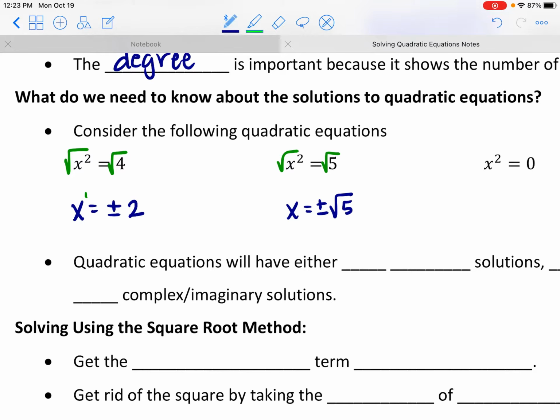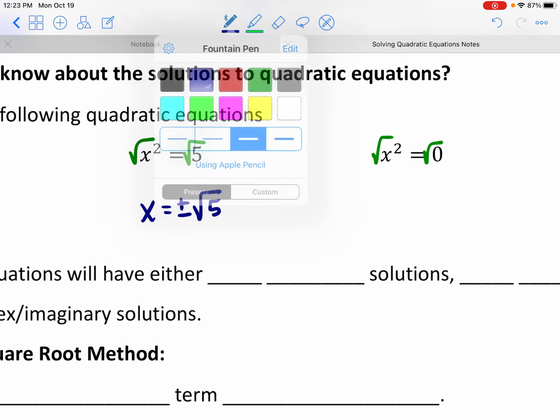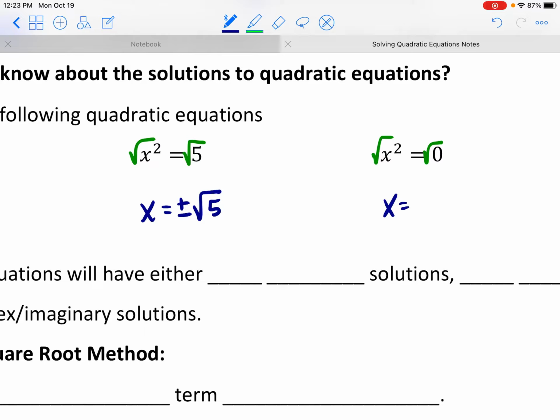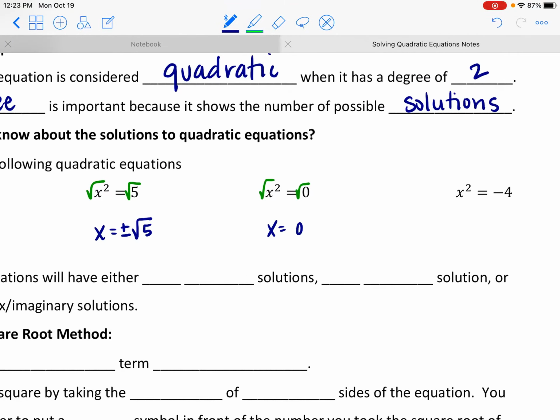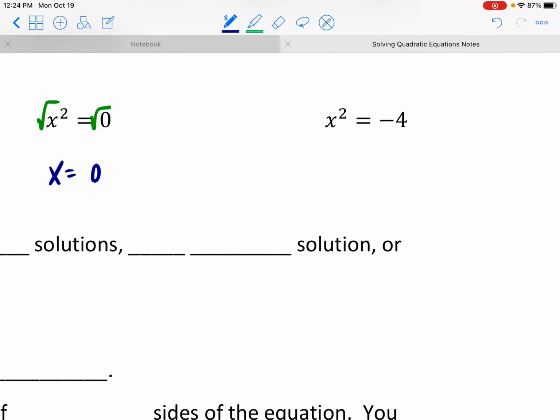Now let's look at the third one. What number can we square to make 0? Well, what number can I square to make 0? There's no difference between a positive or a negative 0, so even though there are 2 possible solutions in here, we just get 1. So that's going to be an option for us. 1 rational solution.